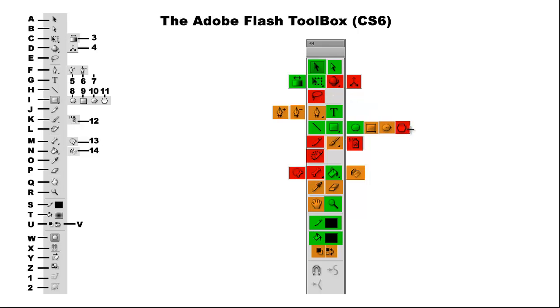Underneath the rectangle tool, that grouping of drawing tools is the poly star. It allows you to create polygons and stars. It's a really cool tool. I just haven't found a whole lot of use for it. I might use it in creating a triangle or an octagon shape, but very rarely do I need to do that.